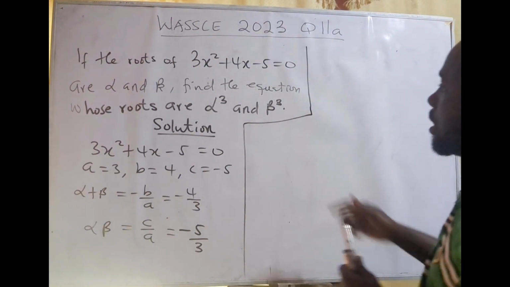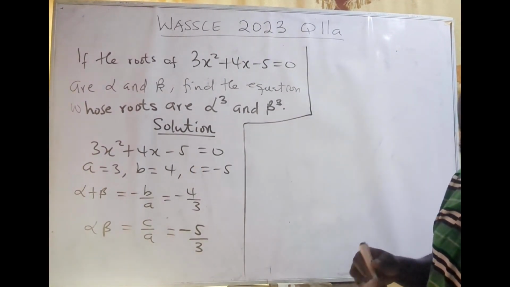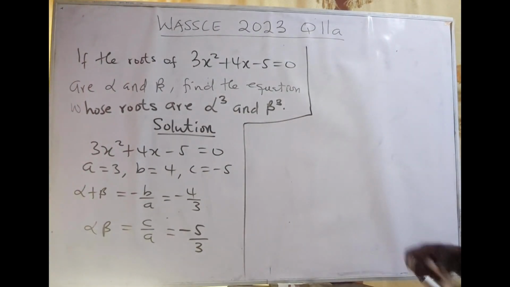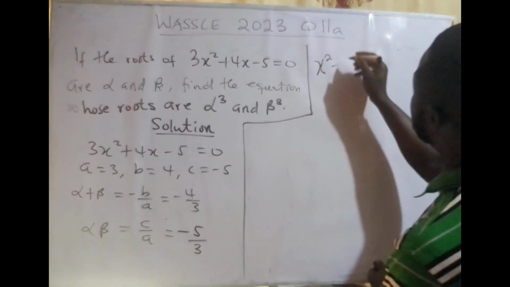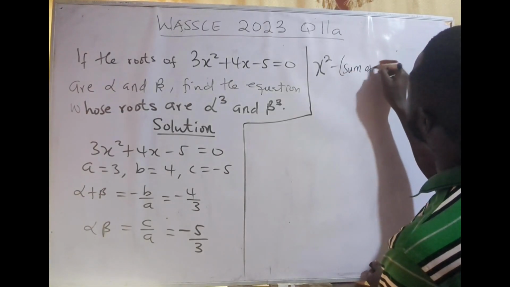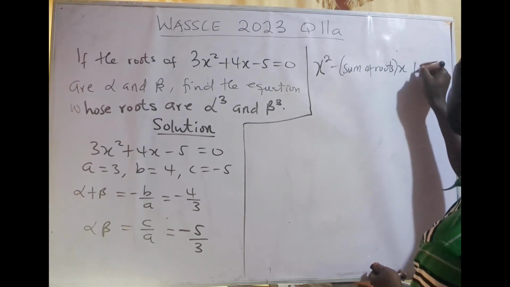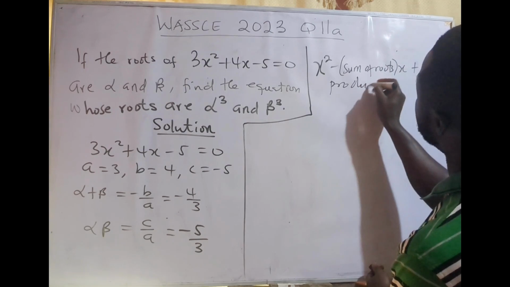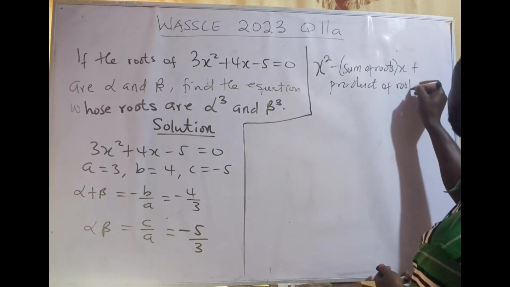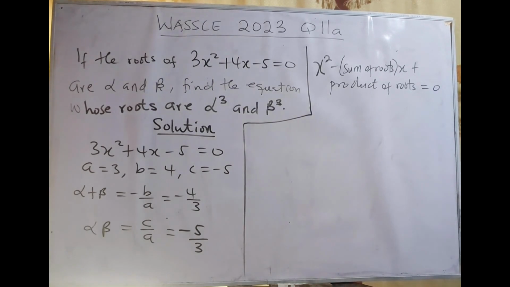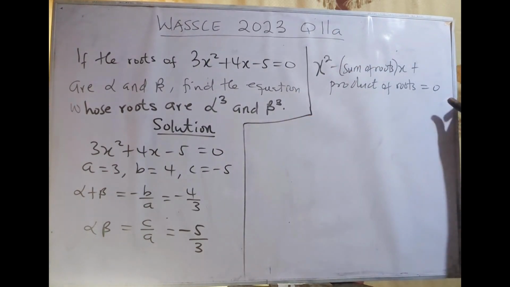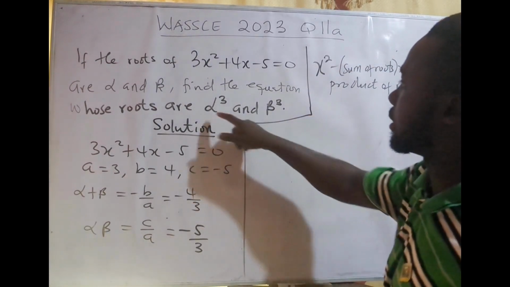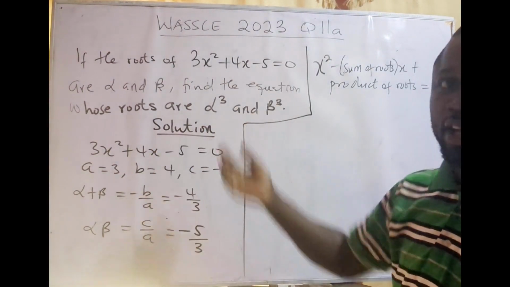Okay, so before that, we also have to find the sum of these roots. We know that to find an equation when we are given the roots, what formula do we use? x squared minus the sum of roots multiplied by x plus the product of roots, and that will be equal to 0. So if you have the roots and you are finding the quadratic equation, this will be your formula.